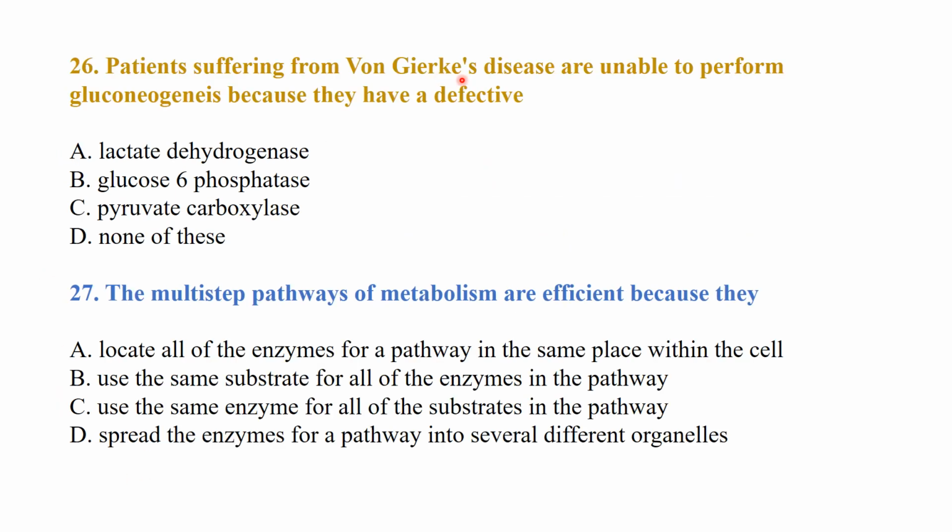Patients suffering from von Gierke's disease are unable to perform gluconeogenesis because they have a defect in... तो पहले भी MCQ आ चुका है, वहाँ पे एंजाइम था, डिजीज का नाम पूछा था, यहाँ पे डिजीज है, अब एंजाइम का नाम आपको बताना पड़ेगा. तो इसमें है ग्लूकोज 6 फास्फेटेज. तो ग्लूकोज 6 फास्फेटेज की डिफिशियंसी की वजह से वॉन जर्स डिजीज होती है.